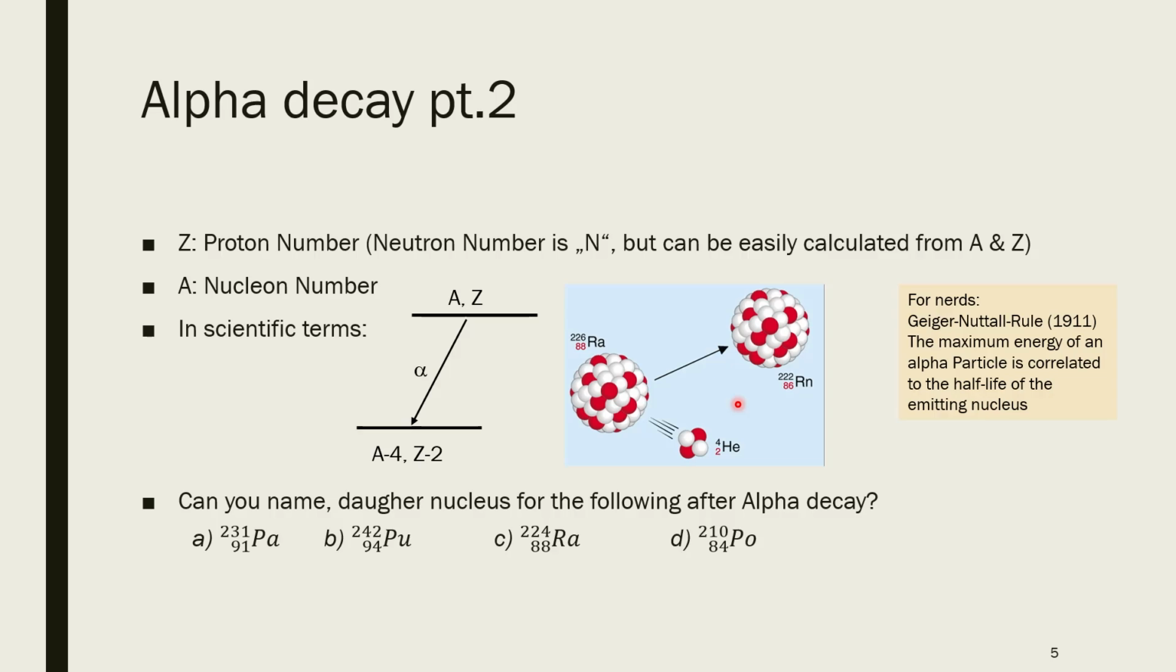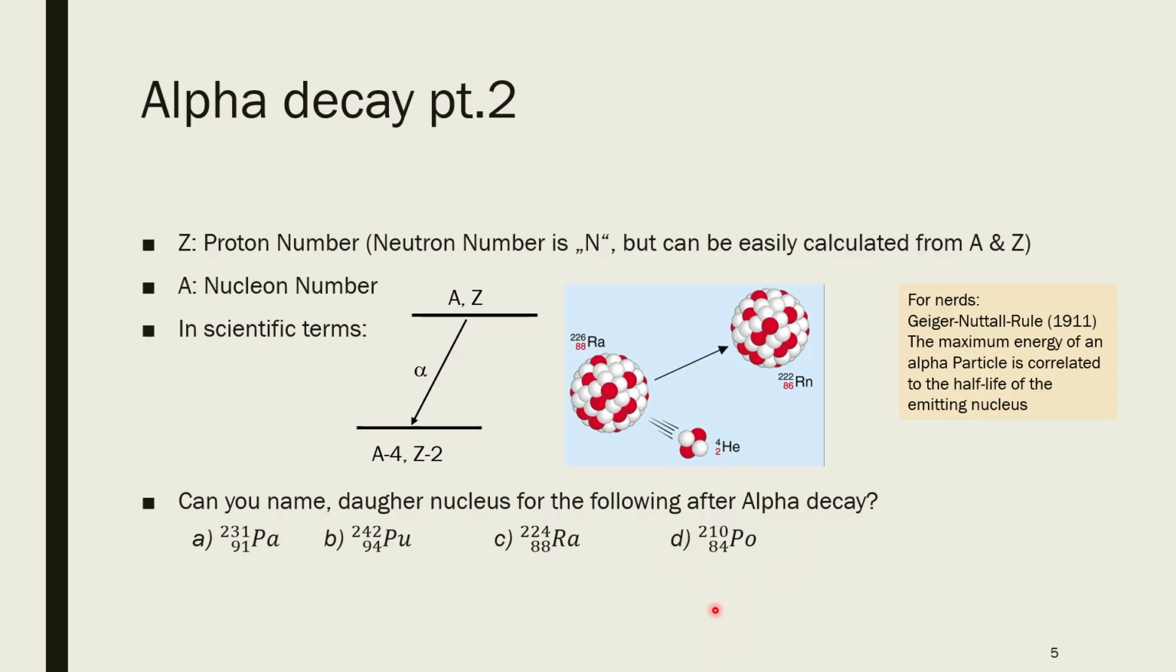So the nucleon number decreases by 4, making 231 into 227, and the proton number decreases by 2, making 91 into 89. So you have actinium-227 as the daughter nucleus from the protactinium decay. For plutonium, you have uranium-238. For radium-224, you don't have radon-222, but you have radon-220. And for polonium-210, you have lead-206.